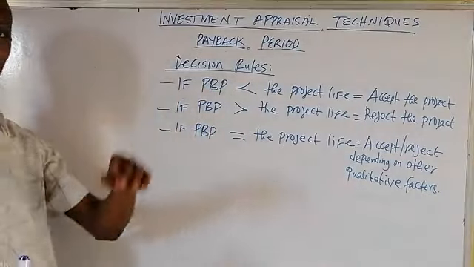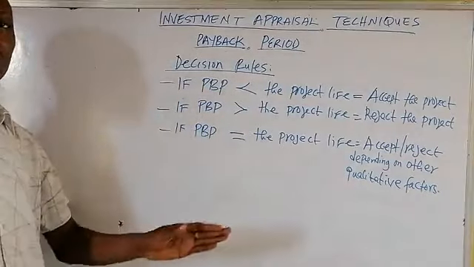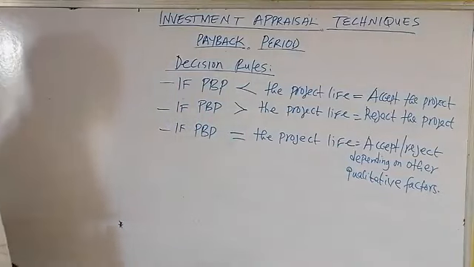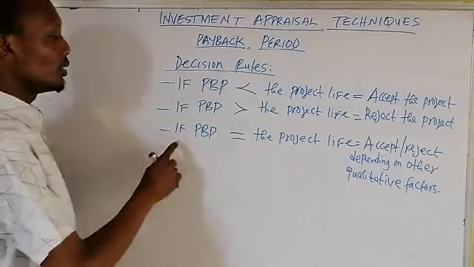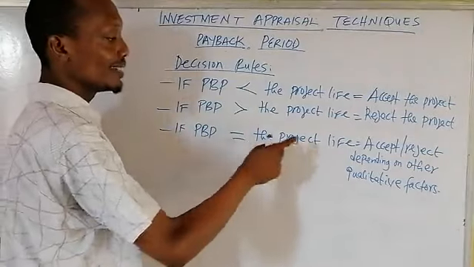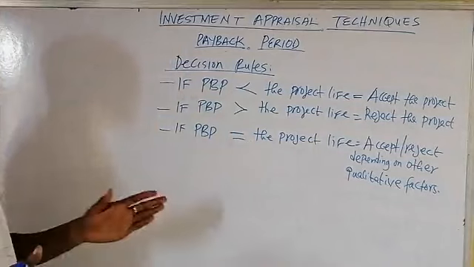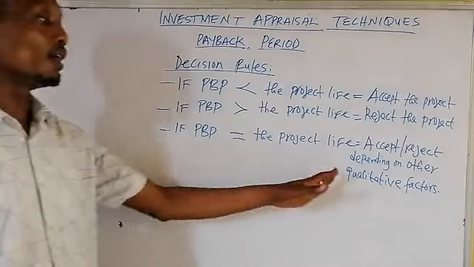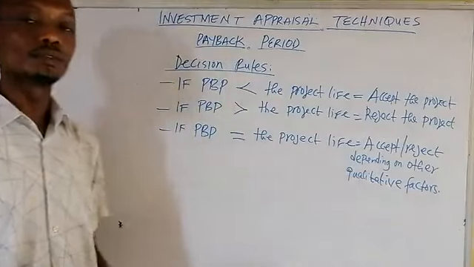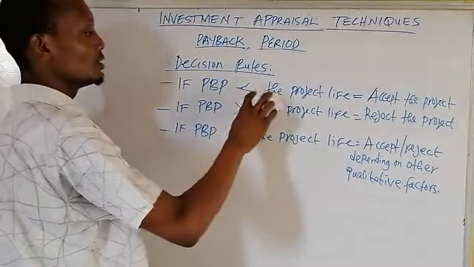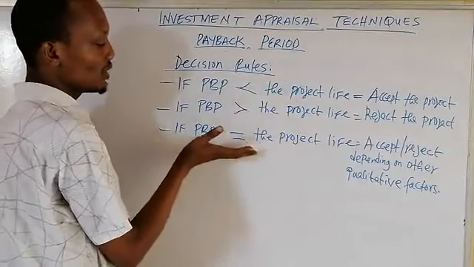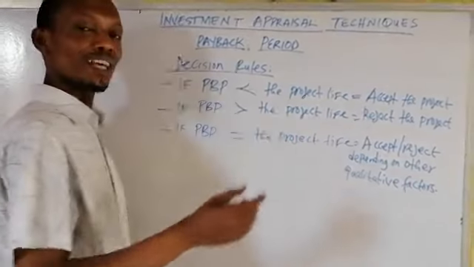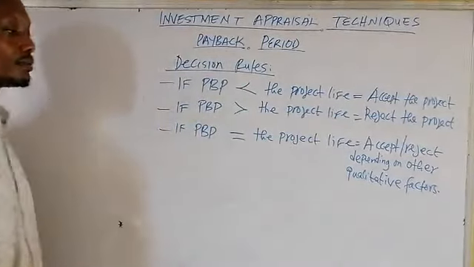But if the payback period is greater than the project life, you have to reject it, because the asset will have expired, will have worn out, before it pays you back. So definitely you should reject the project. But in a case whereby the payback period is equal to the project life, you are indifferent about accept or reject. So you have to consider other qualitative factors.